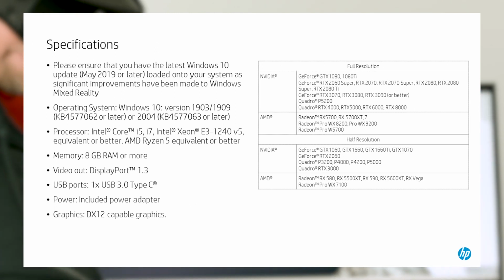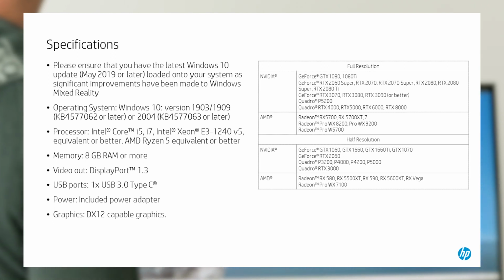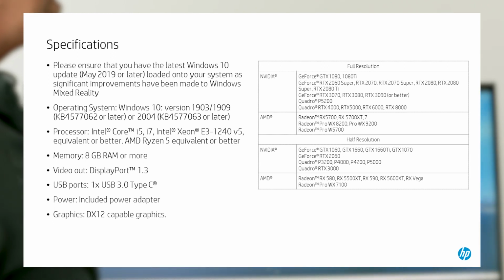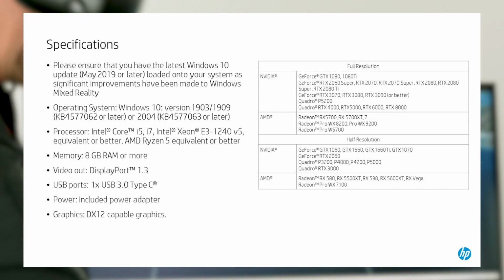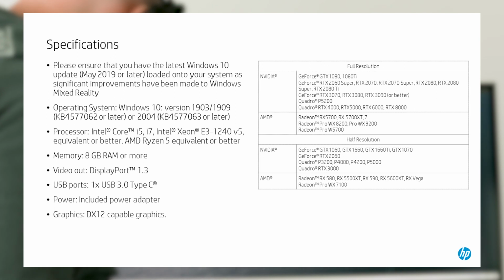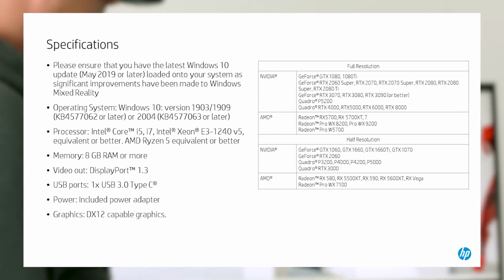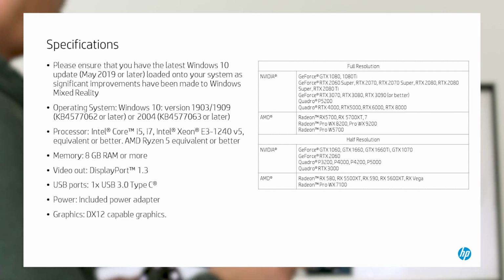Please ensure you have the latest Windows 10 update, May 2019 or later, loaded onto your system as significant improvements have been made to Windows Mixed Reality. Your operating system needs to be Windows 10 version 1903 or 1909 or 2004 or later. In fact, always be sure to keep your operating system software and firmware up to date.